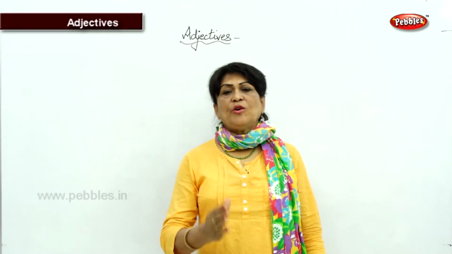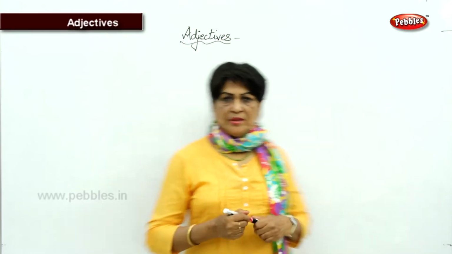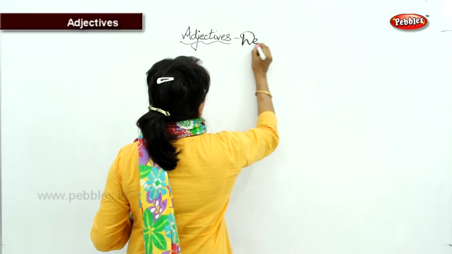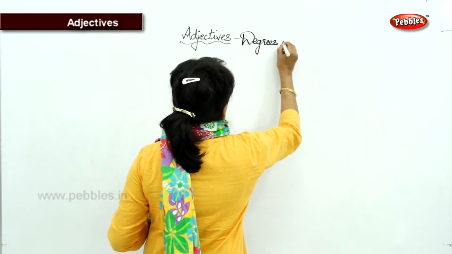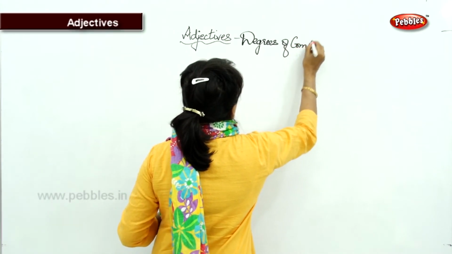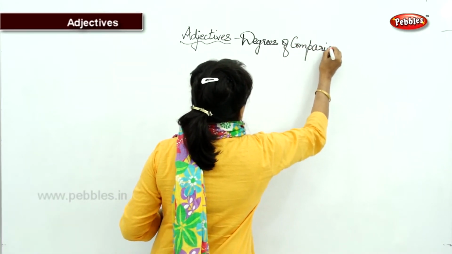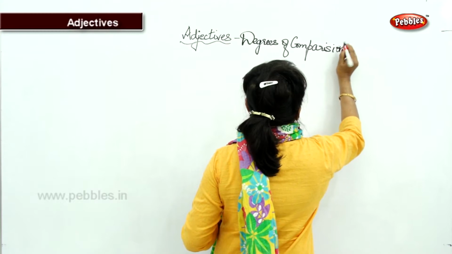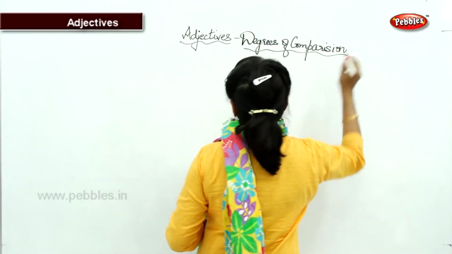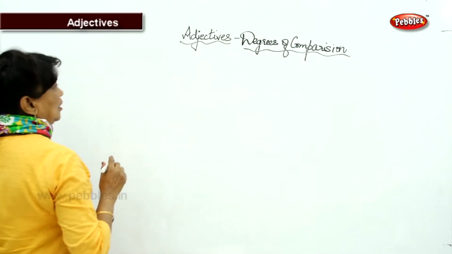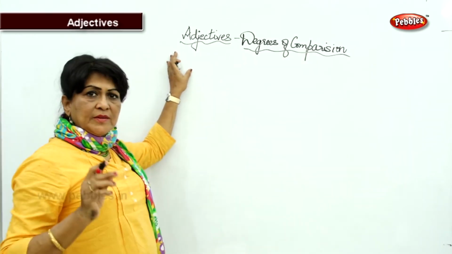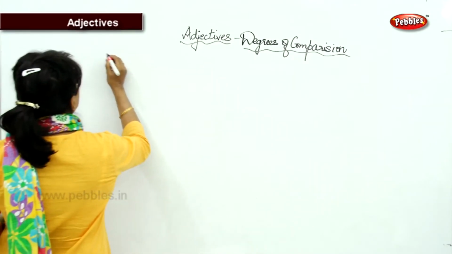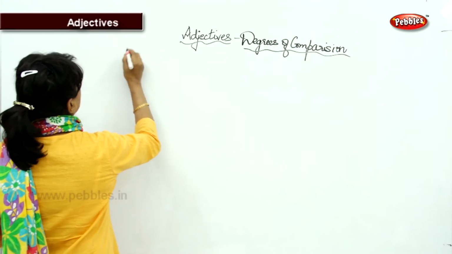the degrees of comparison. Okay, now we are just going to see adjective degrees of comparison. Okay, I told you adjectives can exist in three different forms, and they are called the degrees of comparison. They are three kinds. Okay.